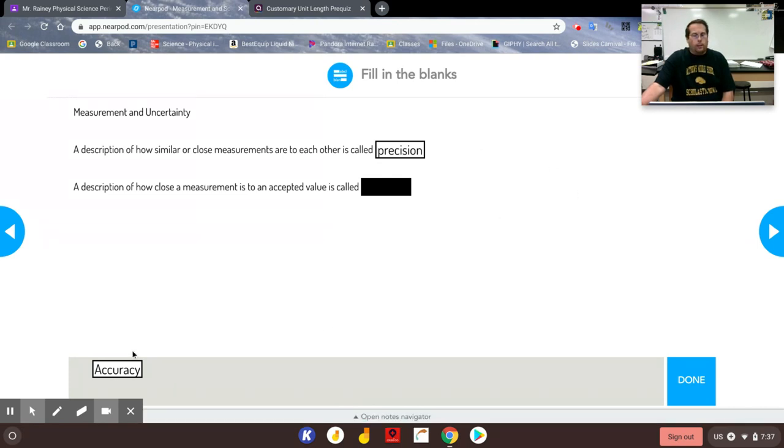So if I play darts and I always miss the board by about 5 feet, completely just miss the board, but I always miss the exact same spot, I'm precise, but I'm not accurate. A description of how close a measurement is to an accepted value, that is its accuracy. So that's like whether I can hit the bullseye if that's the target I'm aiming for.